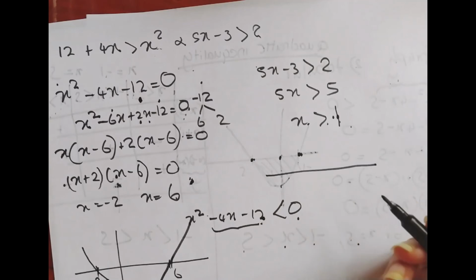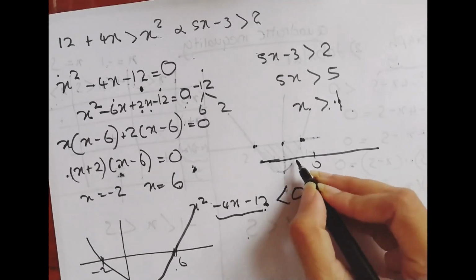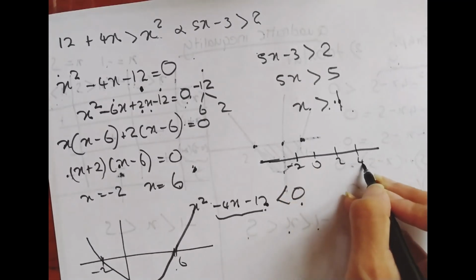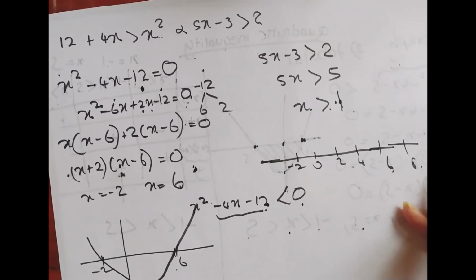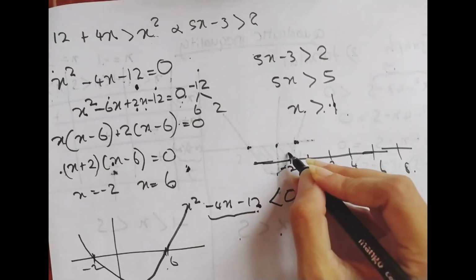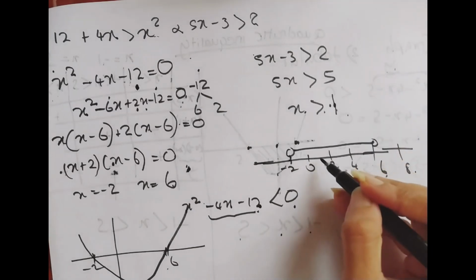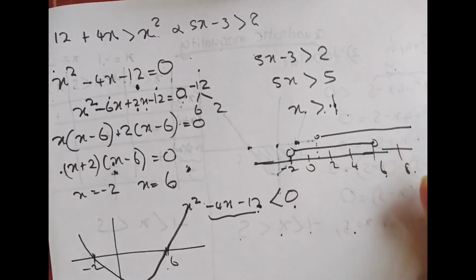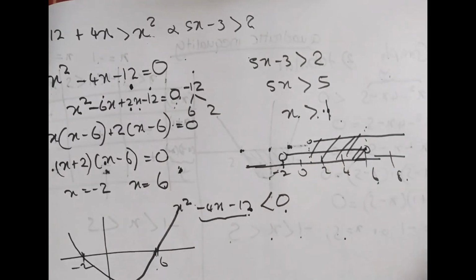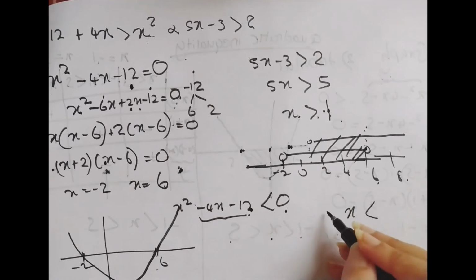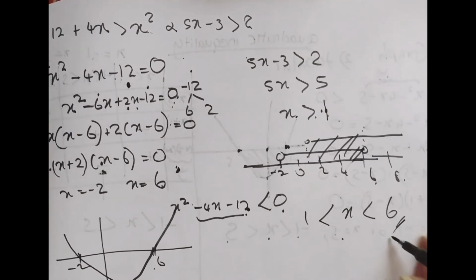Now draw a line graph. So we'll take this as 0, -2, 2, 4, 6. So first one, it is between -2 and 6. So -2 to 6. This is 1. The other one is, it is greater than 1. So that is this. Now what is the common area? This one is the common area. Then you can say that x is between 1 and 6. So this is the answer.